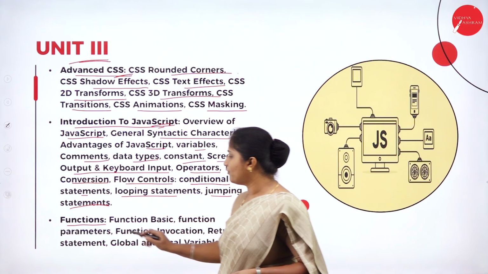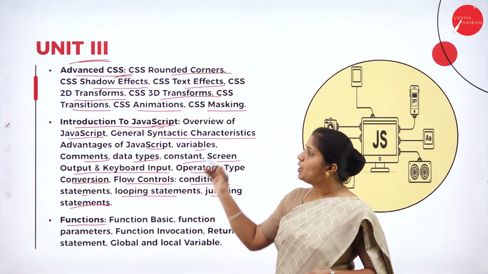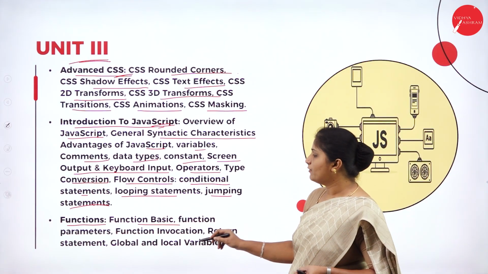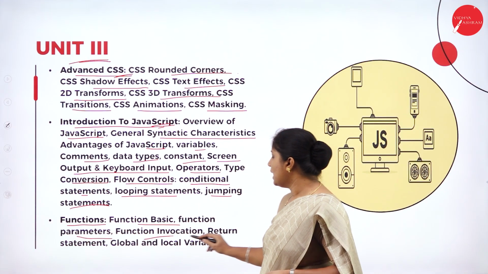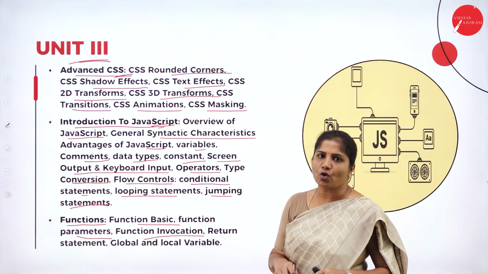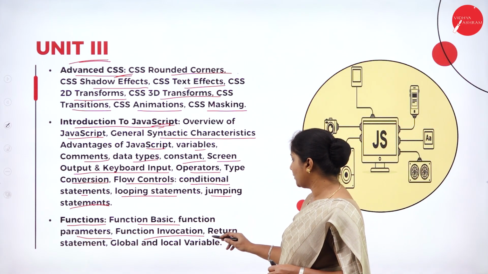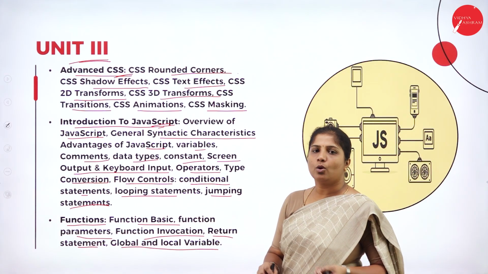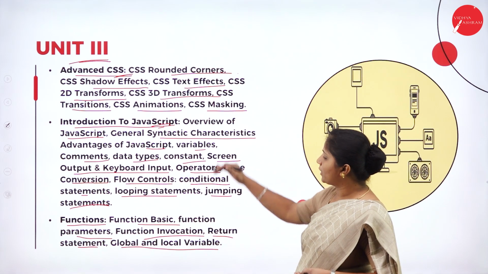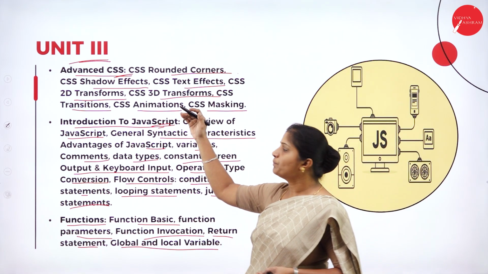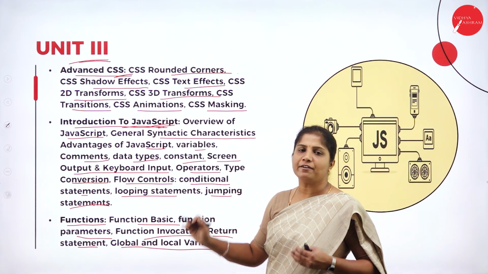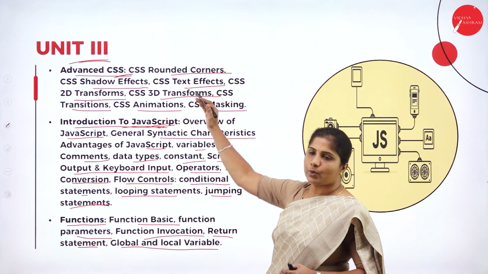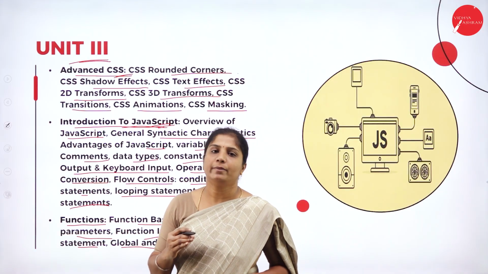Next we have functions. This is the third chapter in your unit 3. In this we are going to study function basics, function parameters, and function invocation, how we invoke one function in another program. Next, the return statement, then global and local variables. So these are the three important chapters we are going to study under unit 3 in your subject Web Technologies: advanced CSS, introduction to JavaScript, and functions.